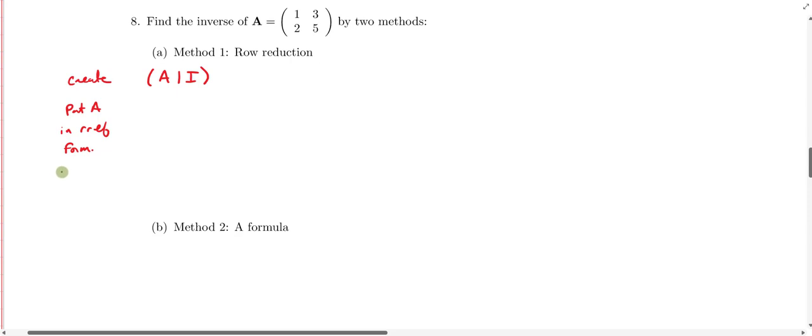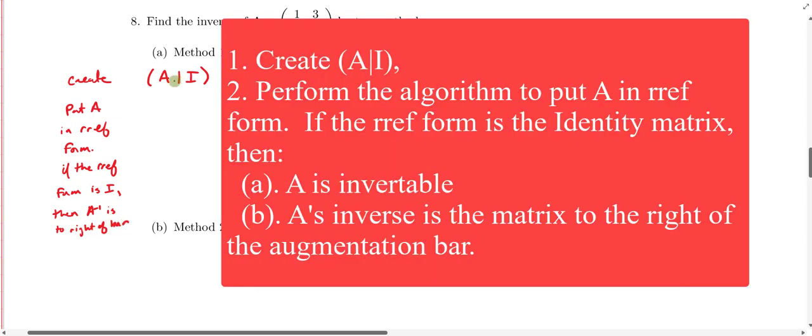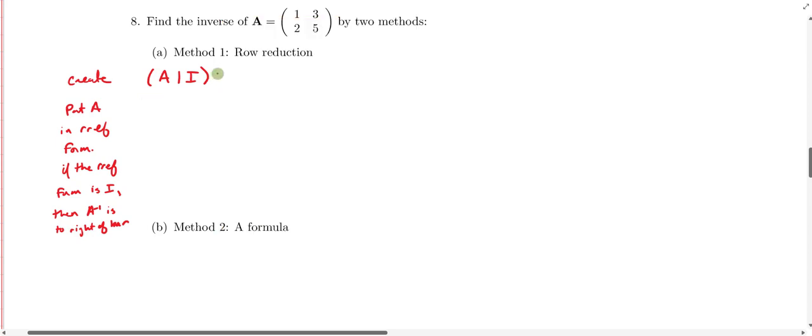If we're able to put it in the form where the left side is the n by n identity matrix, then we call the resulting matrix on the right-hand side the matrix inverse. That is, on the right-hand side of the augmentation bar, we'll have A inverse. So let's go ahead and try this out, folks.